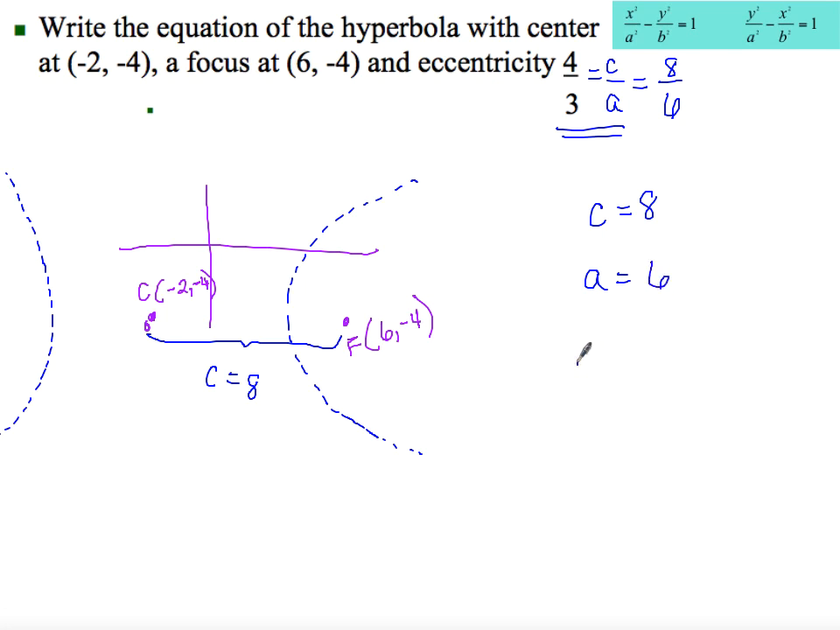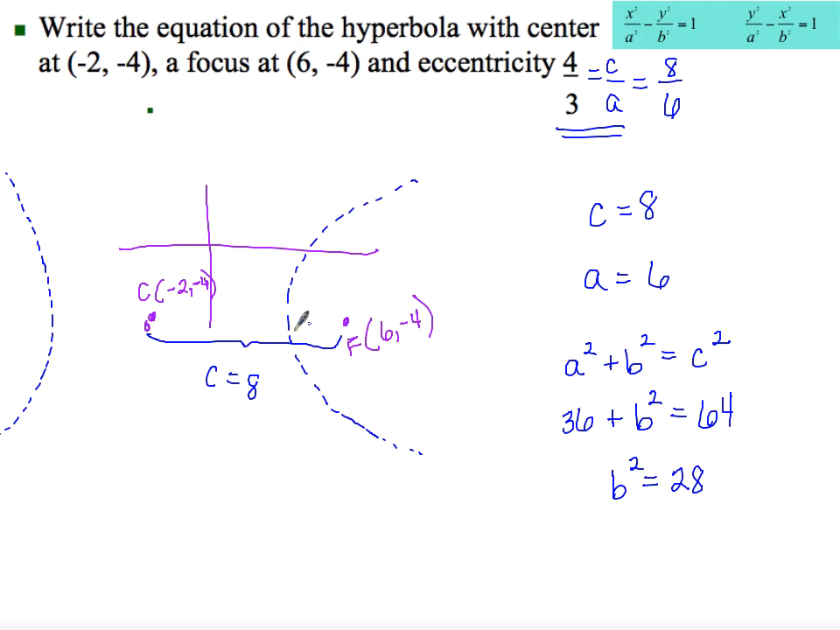That's going to help me find my b squared value because I know that a squared plus b squared equals c squared. So my a squared is 36, my b squared is what I'm trying to find, my c squared is 64. That leaves me with b squared being equal to 28. And really, I don't even need to write down just plain b, because remember when I'm writing the equation, I've got a squared and b squared there. I don't need to worry about the rest of that.